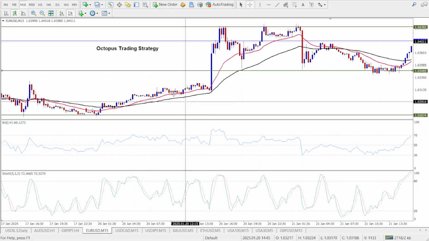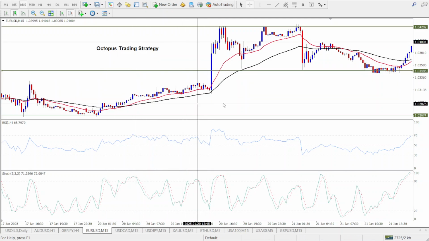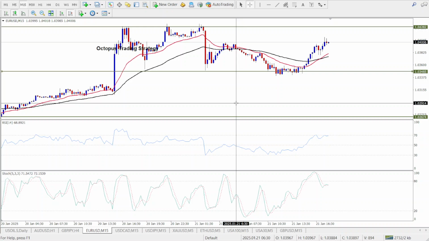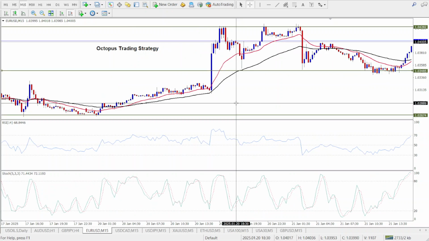Okay, now as you can see, the Octopus trading strategy is quite easy to use, quite an effective strategy to use. All you have to do is just pay attention to price action and these main indicators, all right, and observe proper risk management, and you're good to go. Okay, so that is a wrap on the Octopus trading strategy.